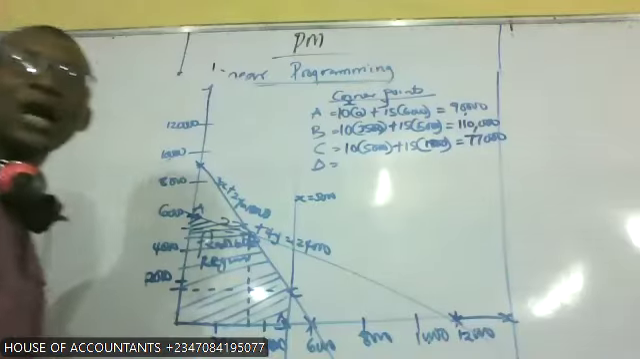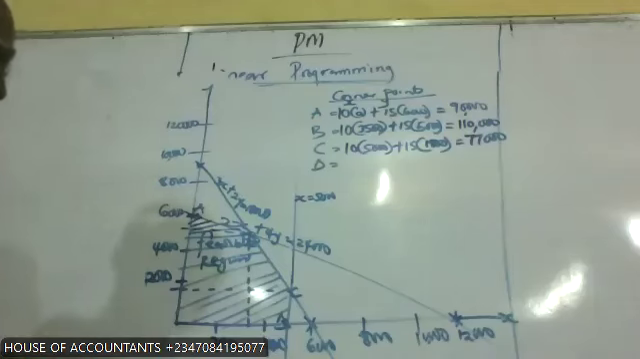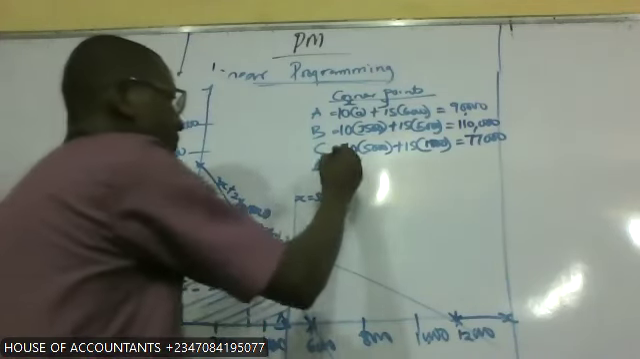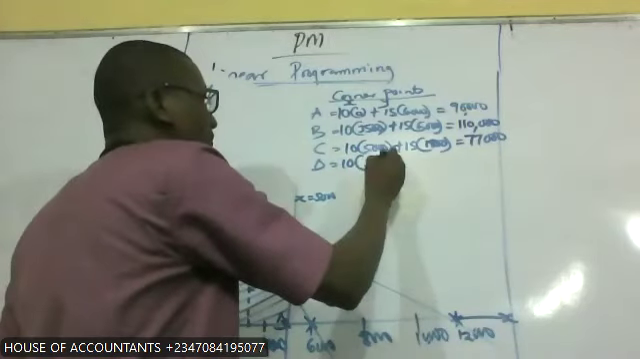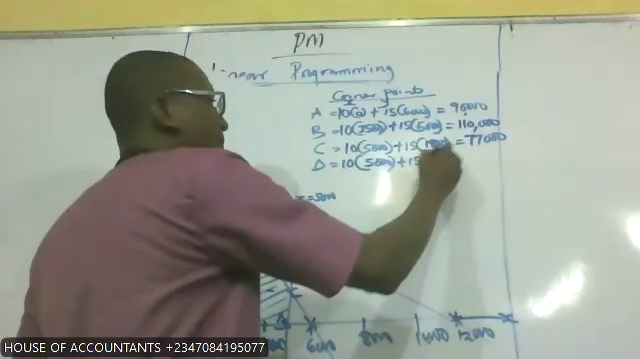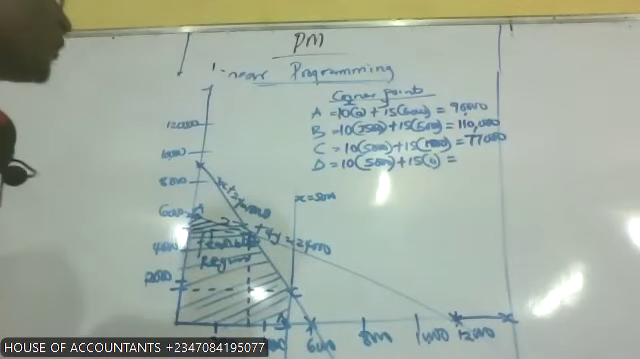Okay. Are we good to go? The next one is D. Point D. X is 5,000. Y is 0. What do we get? 50,000.